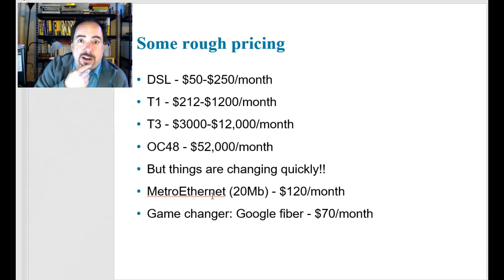Same thing with Google Fiber. Google makes a very compelling business case. And actually until recently, I was a big fan of Google Fiber. I mean, $70 a month for a gigabit per second. Are you kidding me?